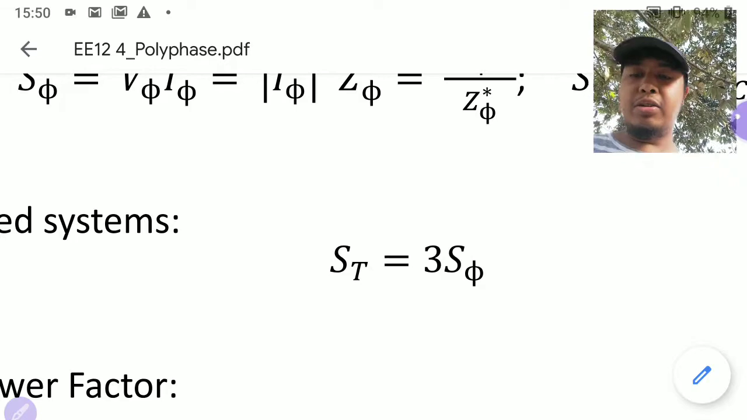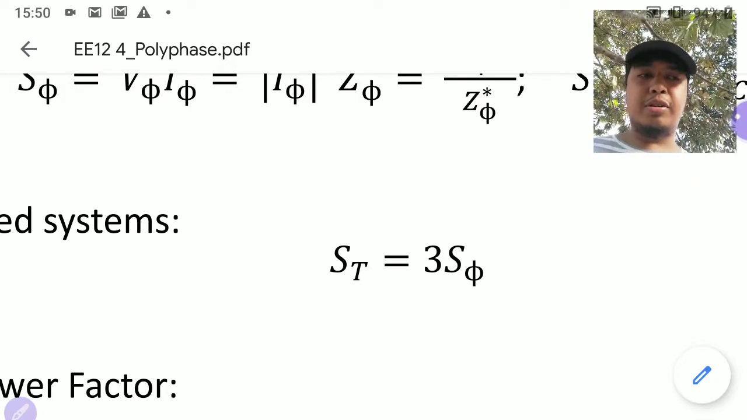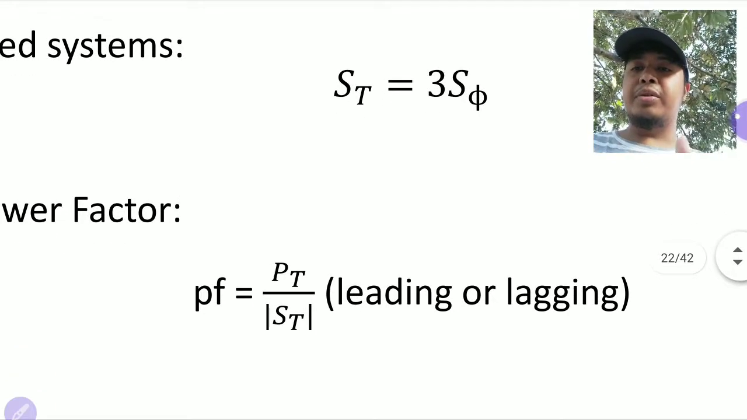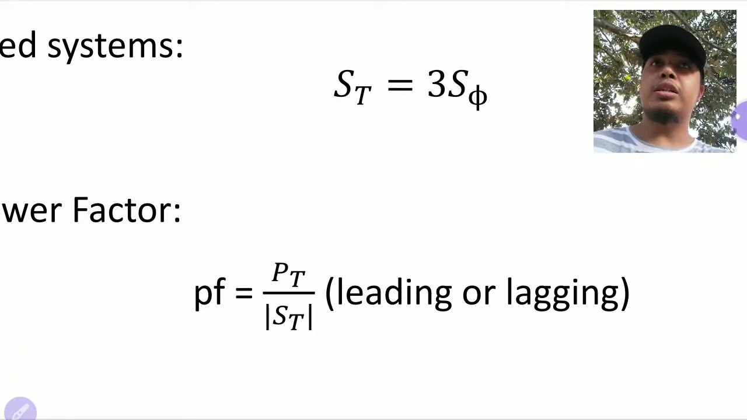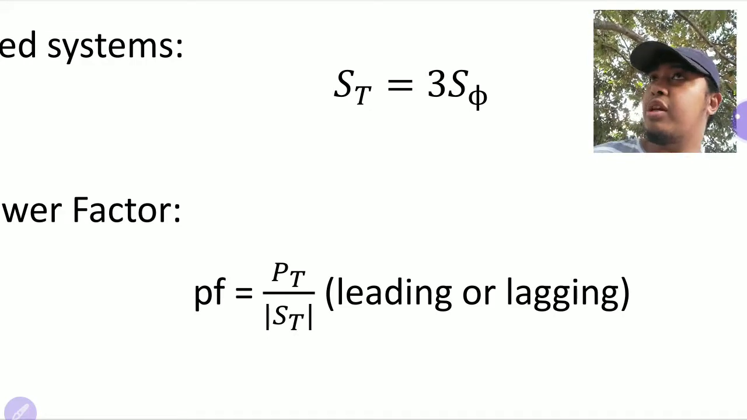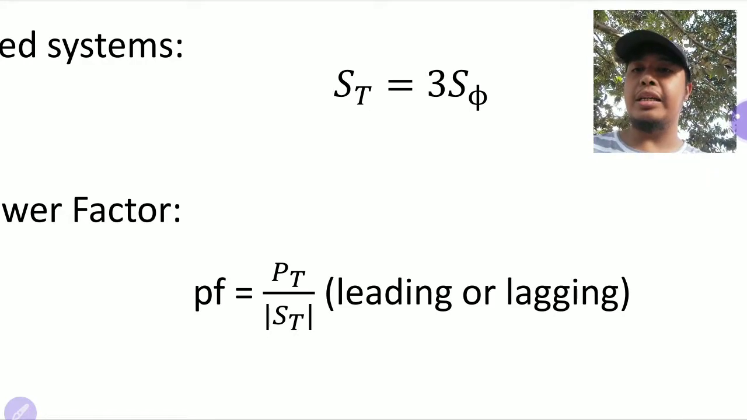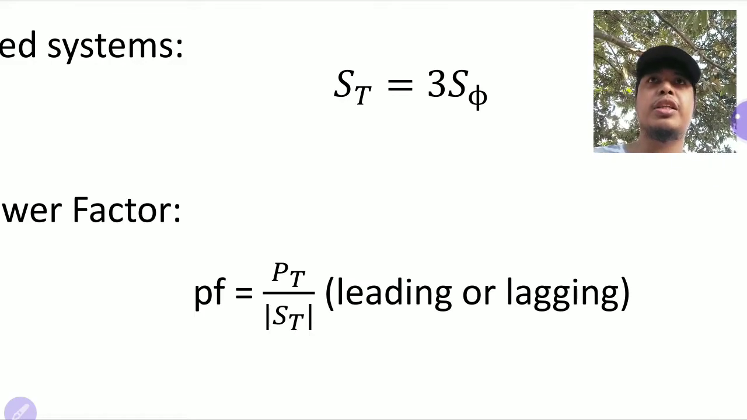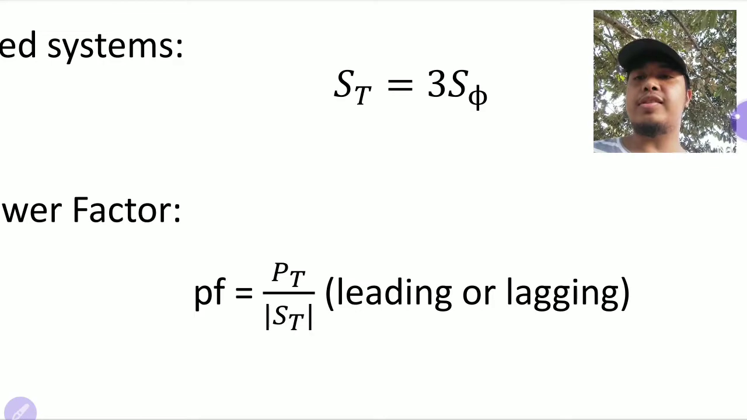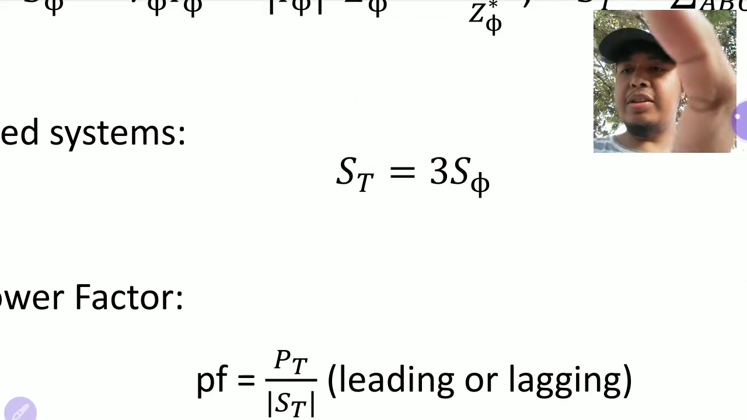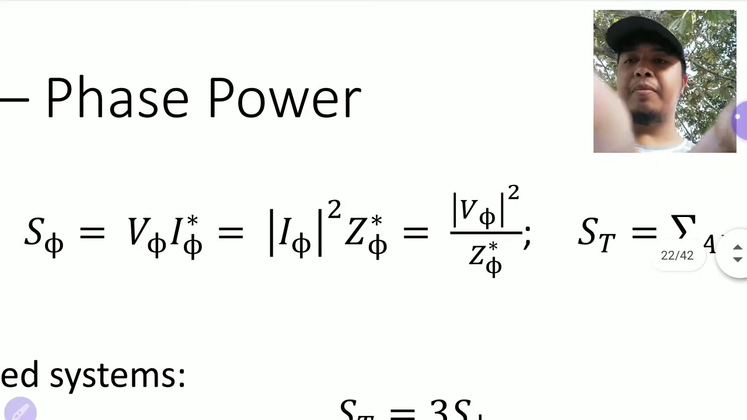That's it. Now you can use this power for power factor correction. Your power factor is still the total power divided by the magnitude of S total. It's still the cosine of theta on your power triangle. It can be leading or lagging, depending on whether the circuit is capacitive or inductive. So yeah, that's three-phase power.